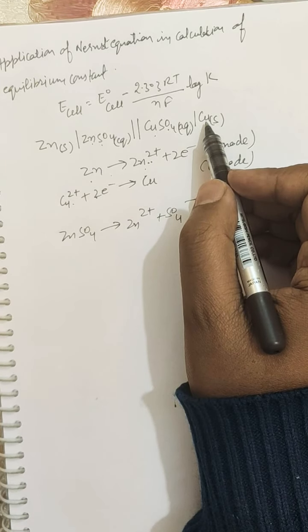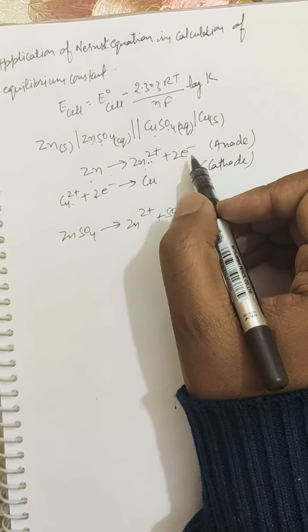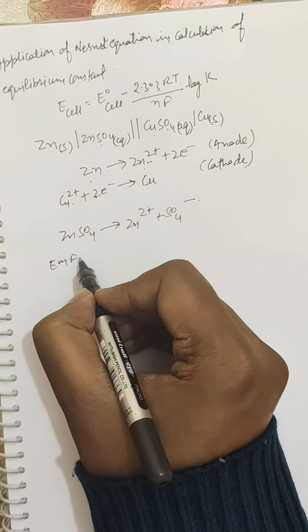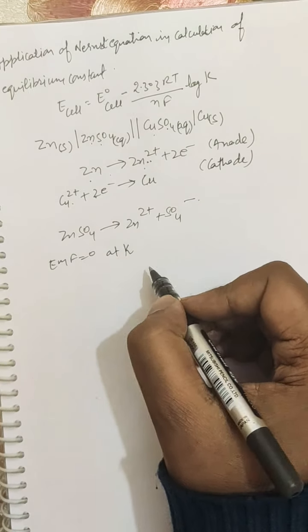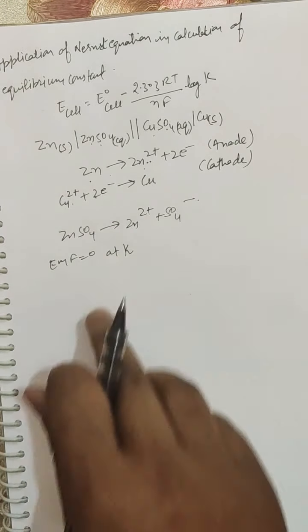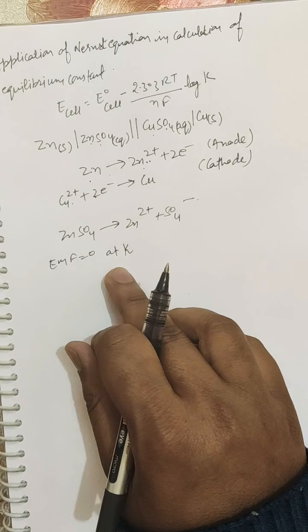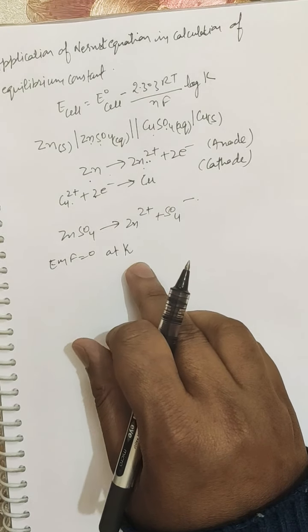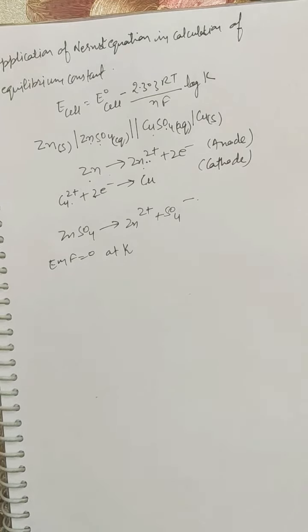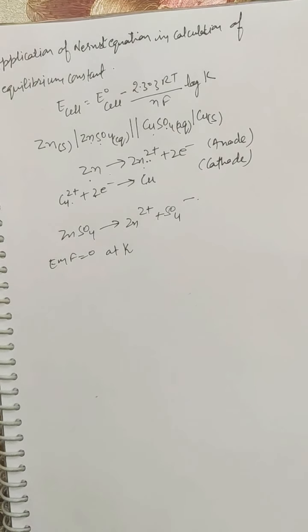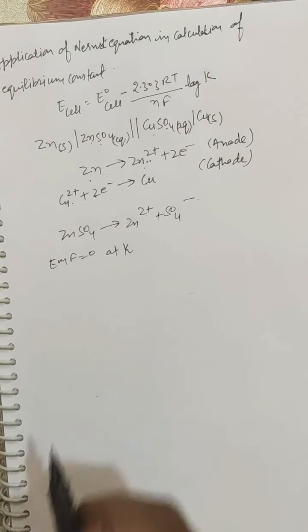At equilibrium, the two electrode potentials become equal and the EMF of the cell becomes zero. I am just writing here K. At this stage there is no flow of electrons from anode to cathode in the outer circuit, hence the cell stops working. So this is the equilibrium state when the cell stops working. Why does the cell stop working? Because there is no further oxidation of zinc to zinc 2 positive, and no reduction of copper 2 positive to copper metal. So the cell has attained the state of equilibrium.